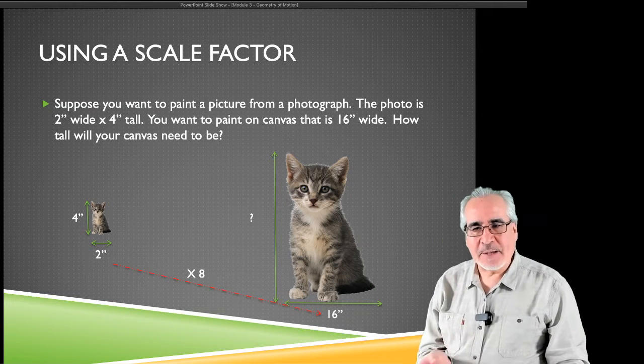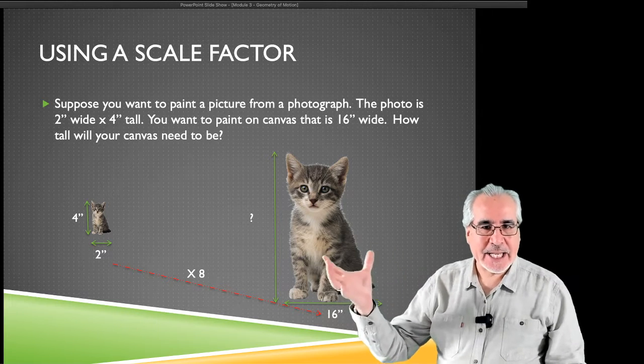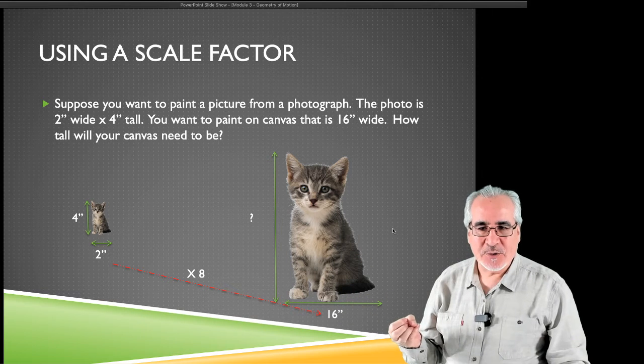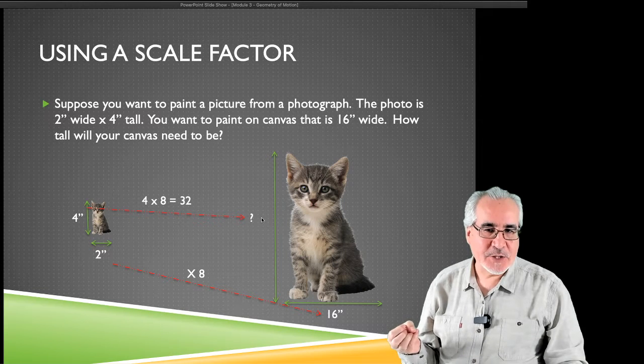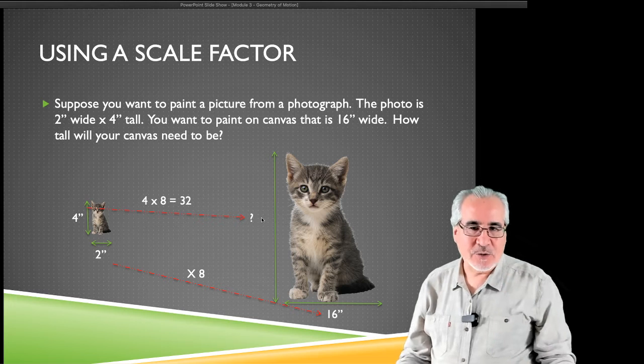I got to do the same thing to 4. So that's using that multiplying by k idea, multiplying by some kind of a constant. So I need to do the same thing. I need to take 4 times 8, and I need to get 32. So if it's going to be 16 wide, I need to be 32 high.